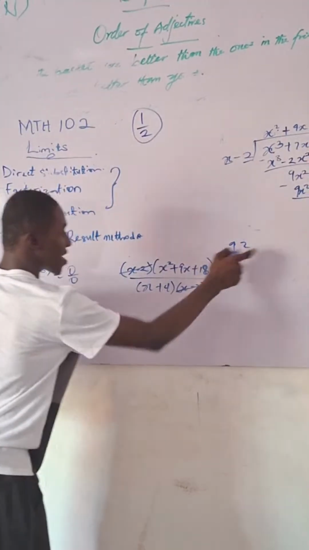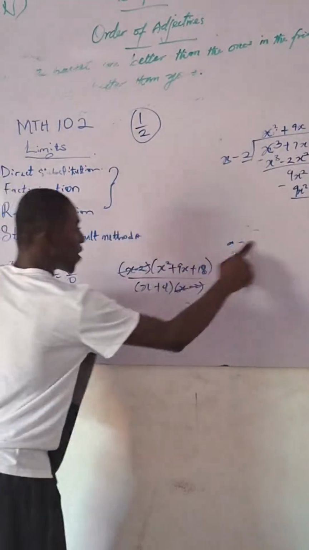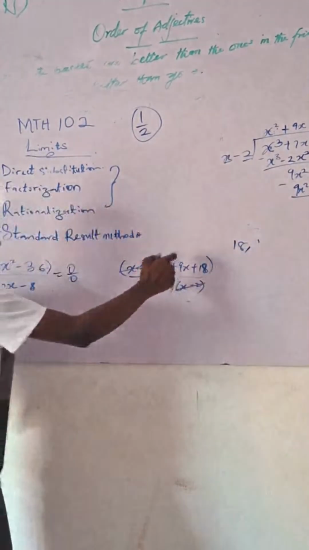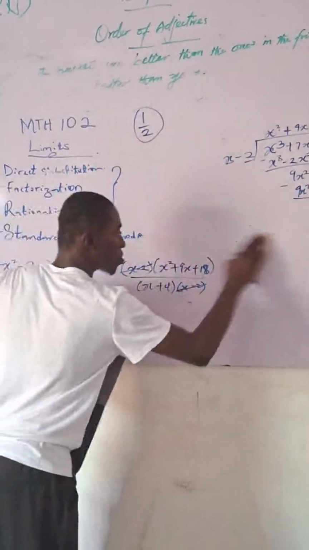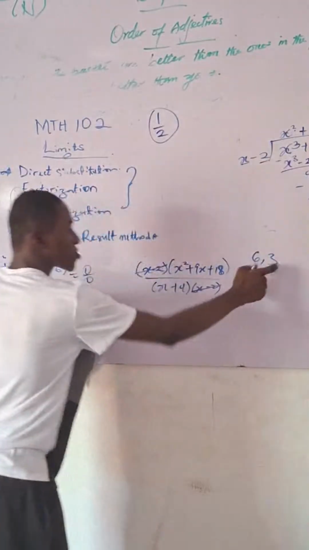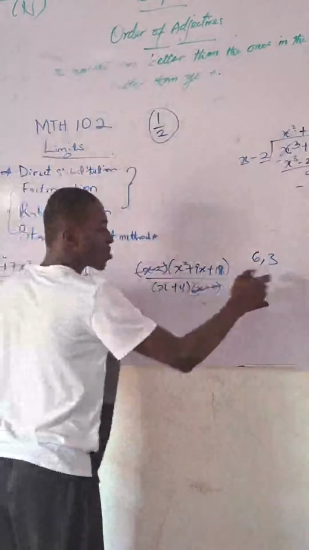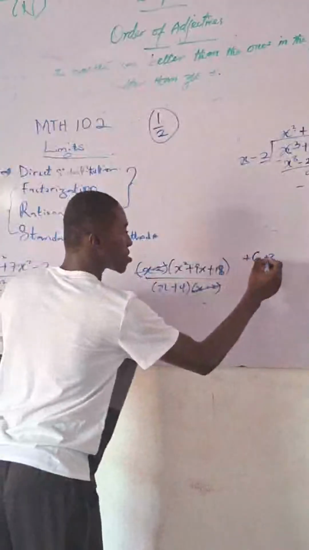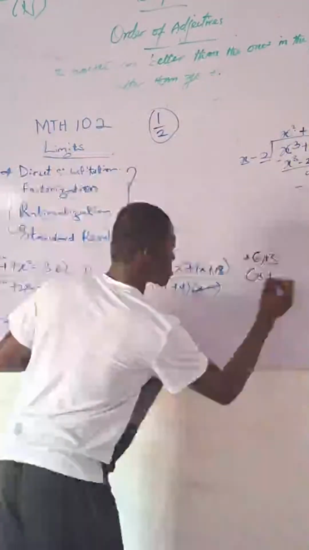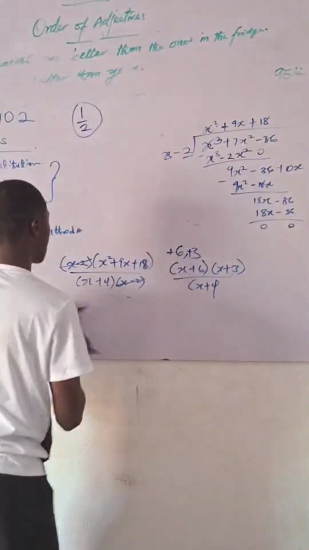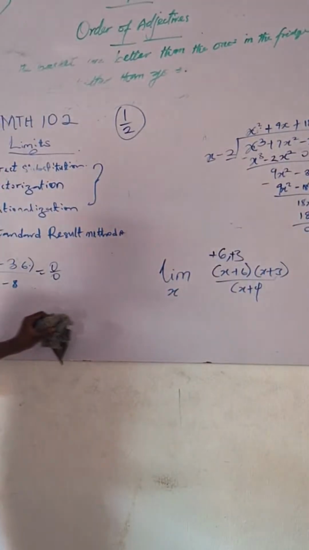This will be what I factor. I have 9 and 2. If I use 9 and 2, I cannot get 9. If I use 18 and 1, I cannot get 9. But there are other factors too, 6 and 3. If I add 6 plus 3, I'll get 9. If I multiply 6 times 3, I'll get 18. So since it's plus and plus, this will be x plus 6, x plus 3.